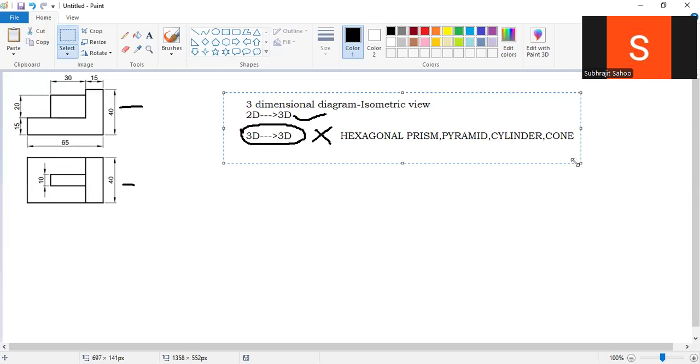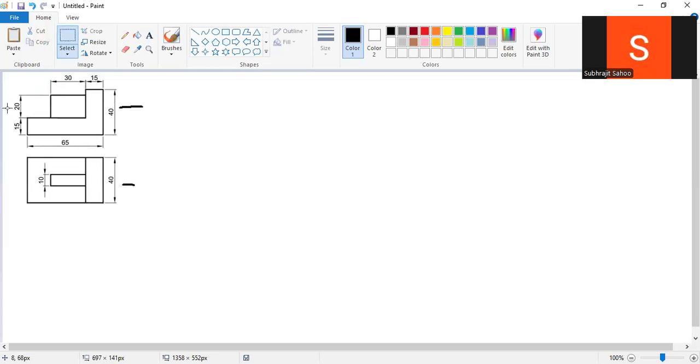Don't think that at one place every dimension will be given. Sometimes the dimension is directly given, sometimes we need to find the dimension by addition. Suppose, sir, the total height is 40. Total height is 40. Now, what are the gaps here?